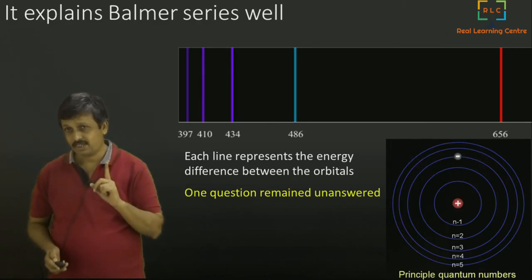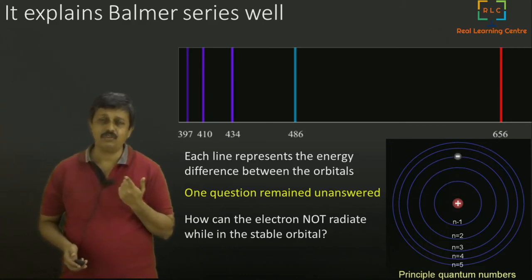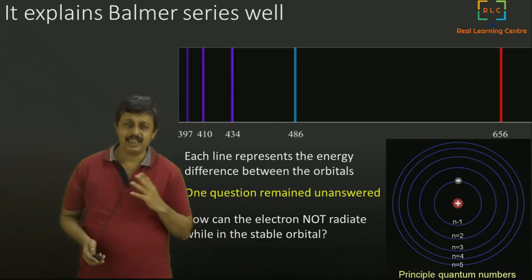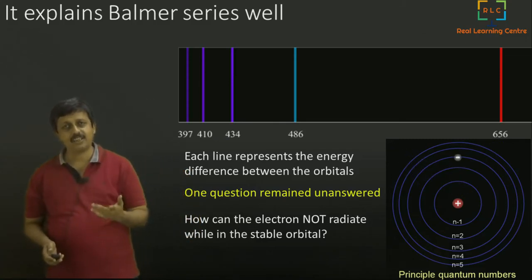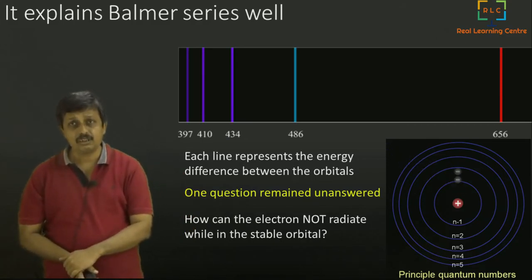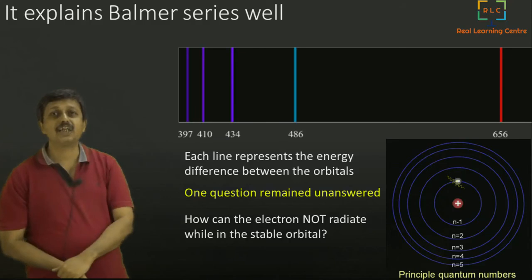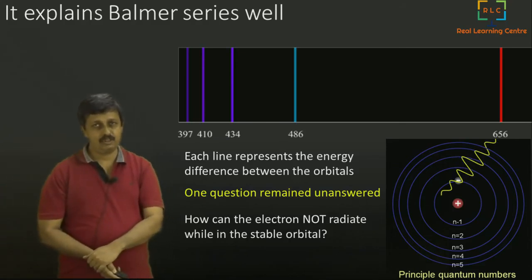One question that is still unanswered is, how can you say that the electron going around is getting accelerated? Maxwell says that something getting accelerated has to give off electromagnetic waves and lose energy. Why is it not losing? That is the one question that is still unanswered from the Bohr theory to start.